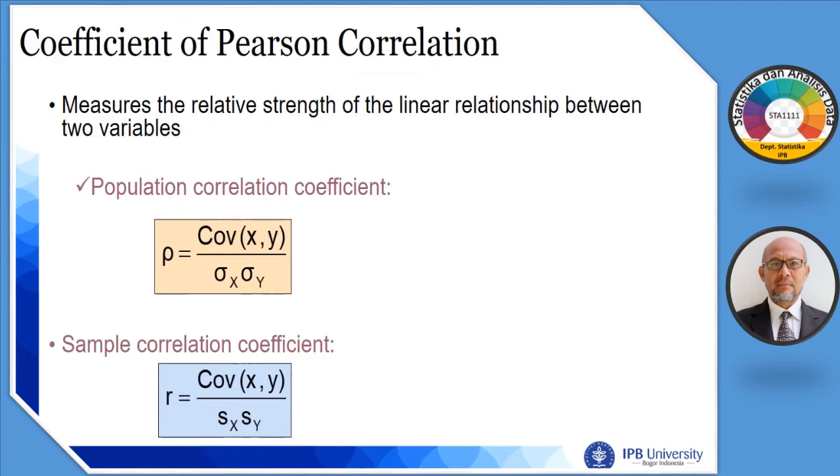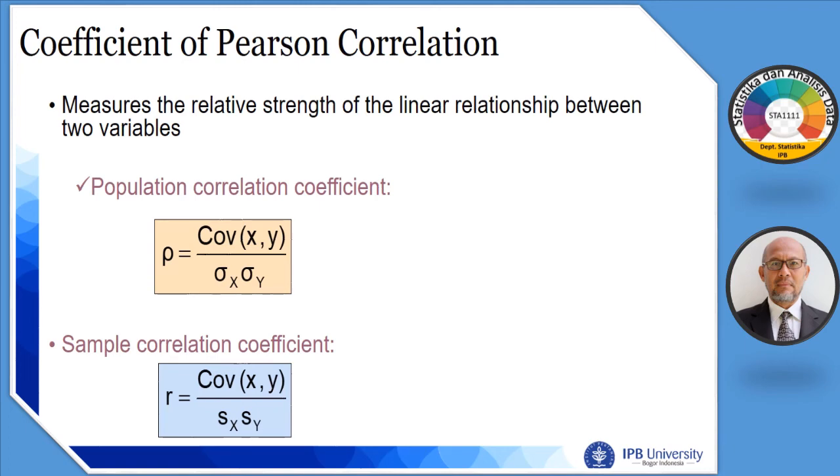So the last one, we want to talk about the coefficient of Pearson correlation. What is the Pearson correlation? It measures the relative strength of the linear relationship between two variables. Please remember, linear relationship, this is not non-linear. So how to calculate that? If our data is a population, then the Pearson correlation rho equals the covariance of x and y divided by the standard deviation of x and the standard deviation of y. This is the formula if your data is a population.